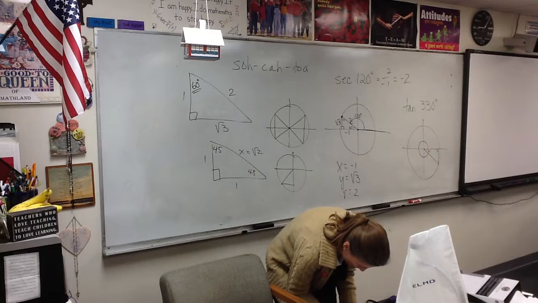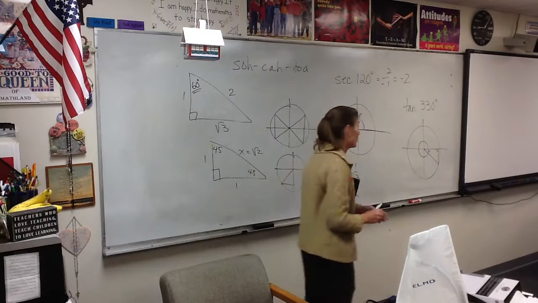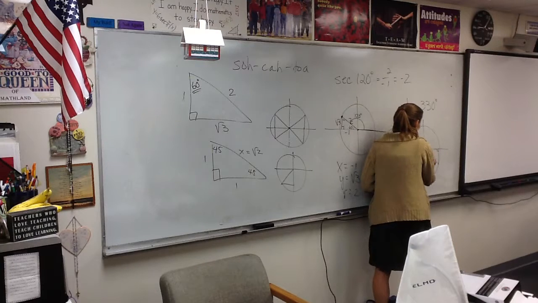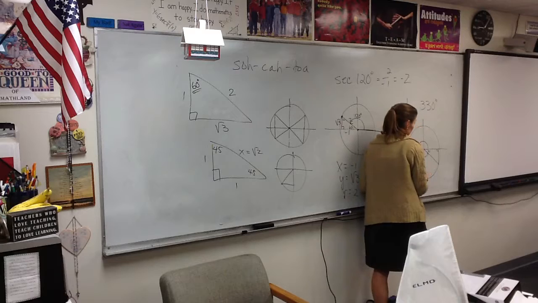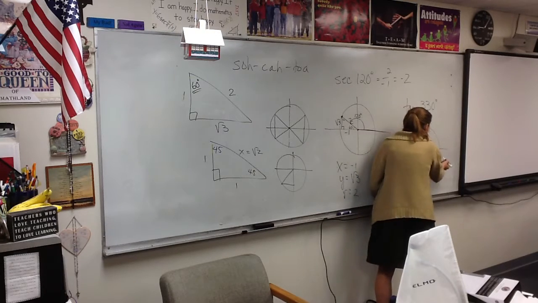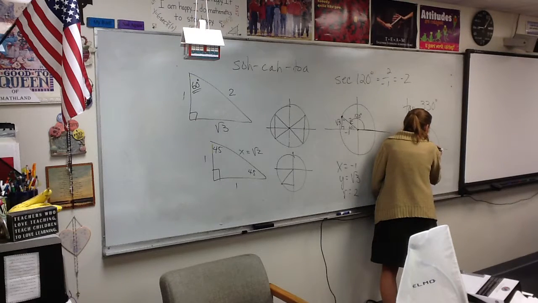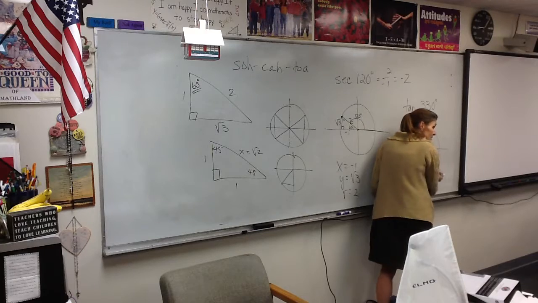Make sure you understand why that's 30. You've got to get that right or it'll all be wrong. Remember, all the way around is 360. The angle I drew was 330, so there's 30 more there. How long is this side going to be then? 1. Here's my 60, so this would be √3, and this is 2 again.